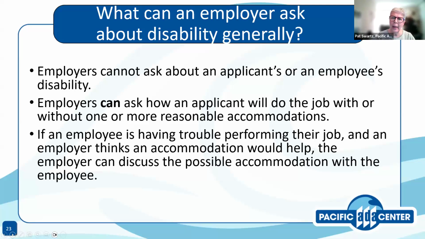So what can an employer ask about disability generally? Employers, again, cannot ask about an applicant's or an employee's disability. Employers can ask how an applicant will do the job with or without one or more reasonable accommodations. And we'll talk a little bit more about reasonable accommodations. So they can ask how they can do the job, but they cannot ask specific questions about the person's disability. If an employee is having trouble performing their job and an employer thinks an accommodation would help, the employer can discuss the possible accommodation with the employee. That's totally acceptable.